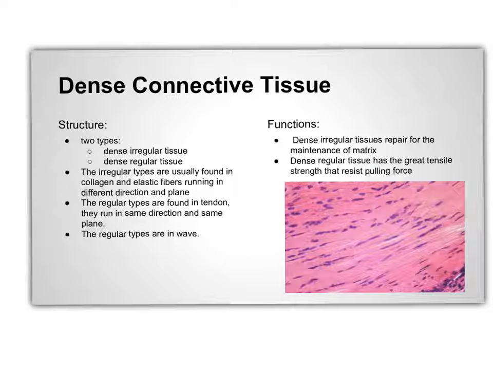2 types of dense connective tissue are found, which are dense irregular tissue and regular tissue. Dense irregular tissue contains collagen and elastic fiber, and they are running in all different directions in plane. Dense regular tissue is contained in tendon. It's opposite from the irregular type. They are running in the same direction in plane. Irregular types are required to repair and maintain the matrix, and the regular types have big tensile force that resists the pulling force.